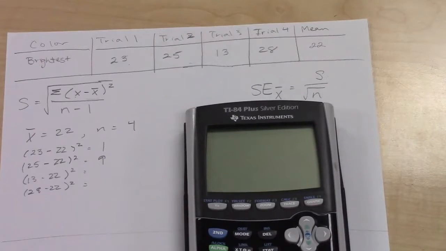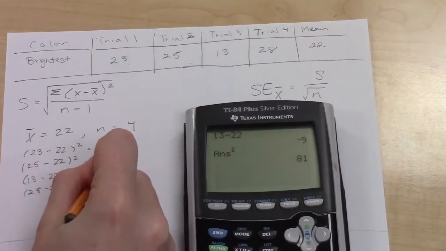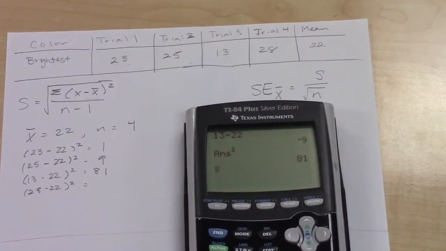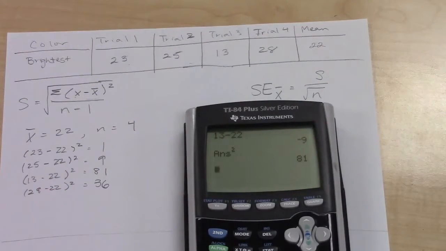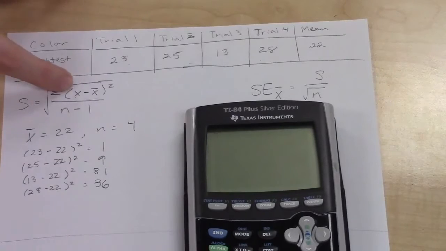For this one, 13 minus 22 is negative 9. Negative 9 squared is 81. And so we'll write that. And then 28 minus 22 is 6. 6 squared is 36.